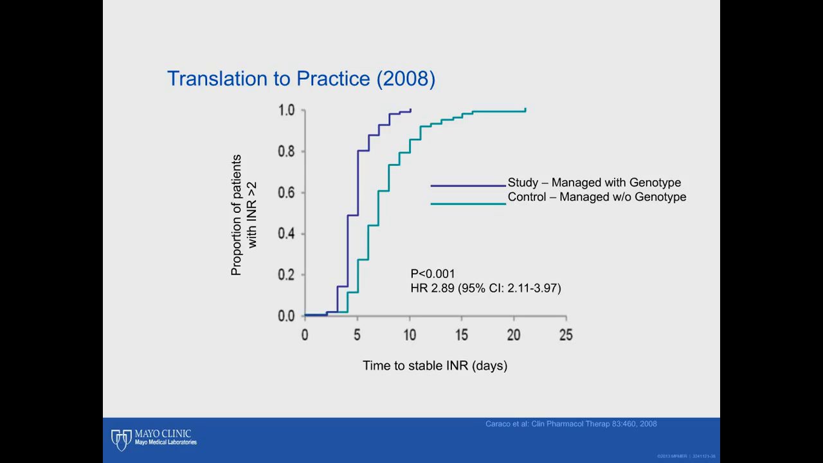And if you're putting a patient on warfarin, you're putting them on warfarin to avoid formation of clots that will lead to a stroke. If you can get them to stable INR fast, there is a benefit. Hazard ratio here was almost 3 to 1, so the benefit to those patients that were genotyped and treated appropriately was a threefold benefit in reaching steady state INR.